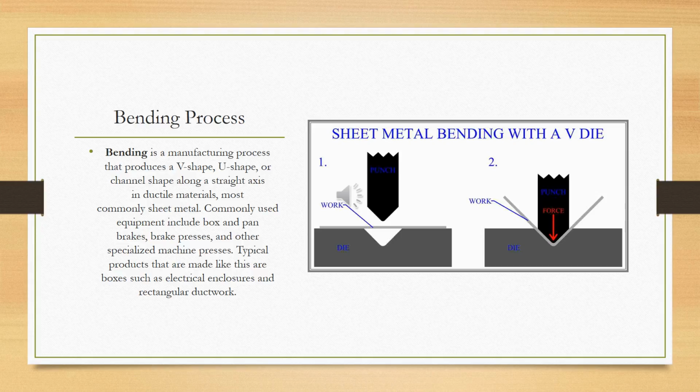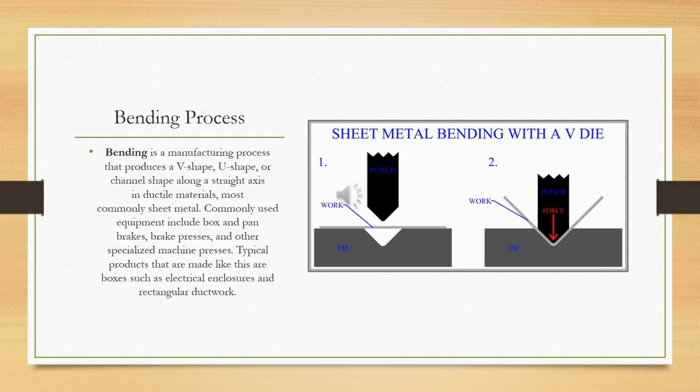First of all, we have the bending process. Bending is a manufacturing process that produces V-shape, U-shape, or channel shape along a straight axis in ductile materials, most commonly sheet metal. Commonly used equipment include box and pan brakes, brake presses, and other specialized machine presses. Typical products made like these are boxes such as electrical enclosures and rectangular ductworks.